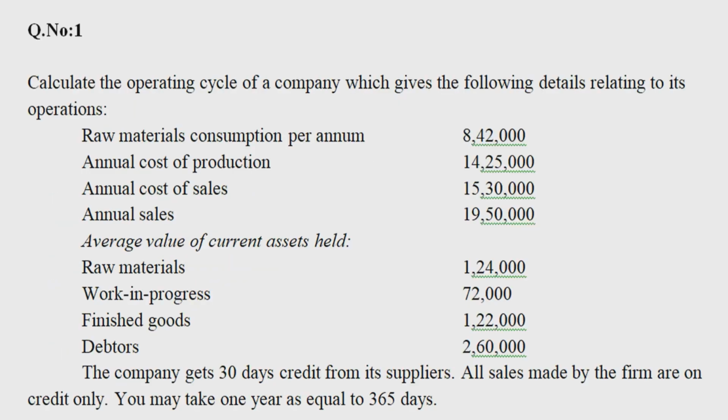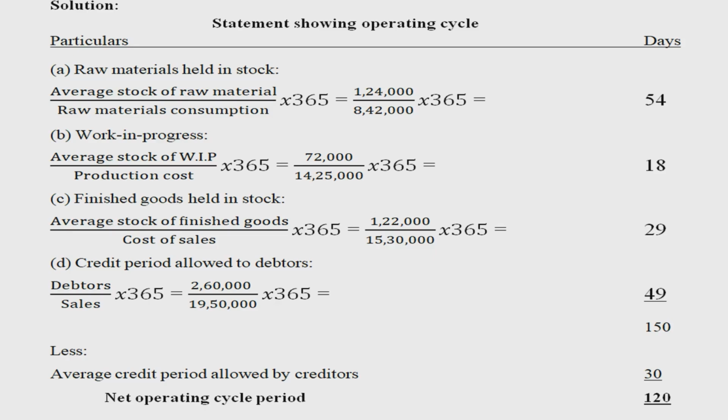So creditors, in this sum they have given the company gets 30 days credit from its suppliers. So the number of days for the creditors was already given, so we need not calculate with the help of the formula. So 150 divided by 30, 120 days, that was the net operating cycle period for this company.